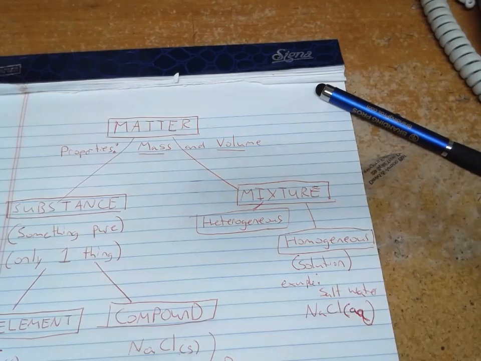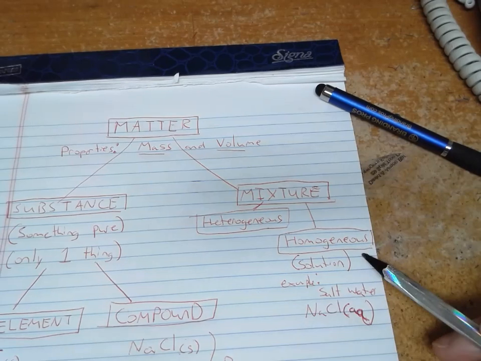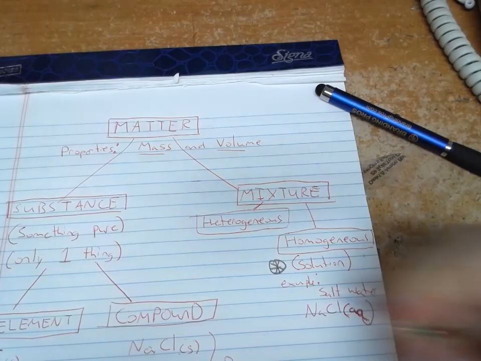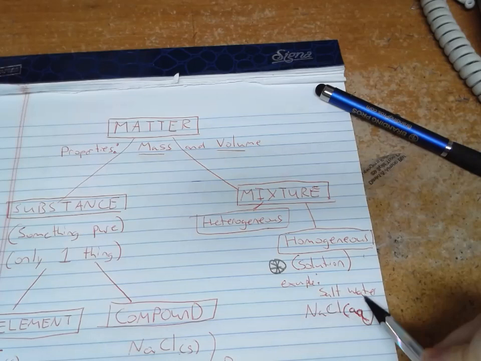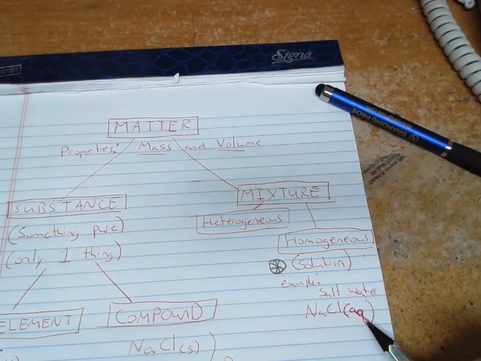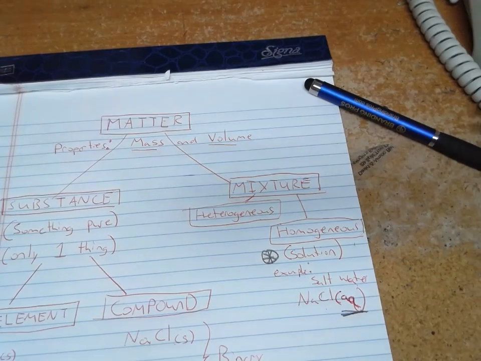Whereas a homogeneous mixture, or another word for homogeneous mixture is solution. Make sure you know that word, because a lot of times we use the word solution instead of homogeneous. It is an even mixture. It is the same throughout. And a great example of that would be salt water. And I can write salt water as NaCl and then in parentheses AQ. AQ means aqueous, means dissolved in water. So anytime you see the letters AQ, that is a homogeneous mixture or solution.